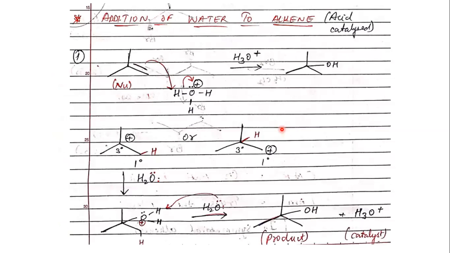The second reaction is addition of water to alkenes. This is acid catalyzed. So acid catalyzed water addition takes place. So H2O directly does not add. You get a species called H3O+ because of the acid presence here. So H3O+, the structure is somewhat like that.